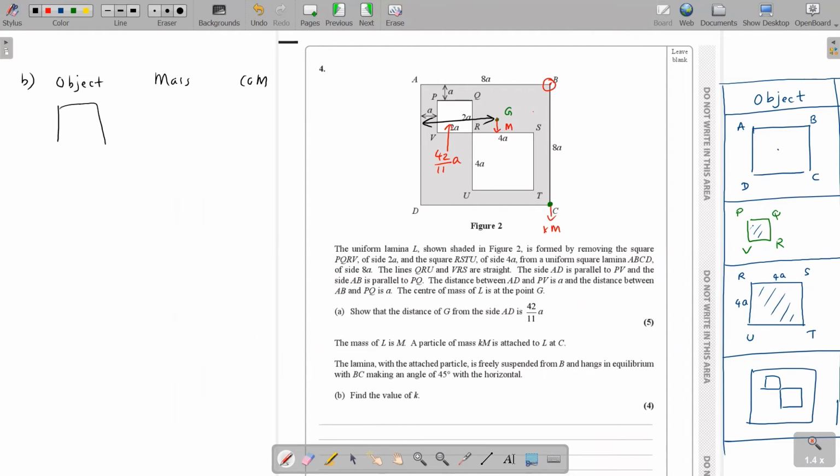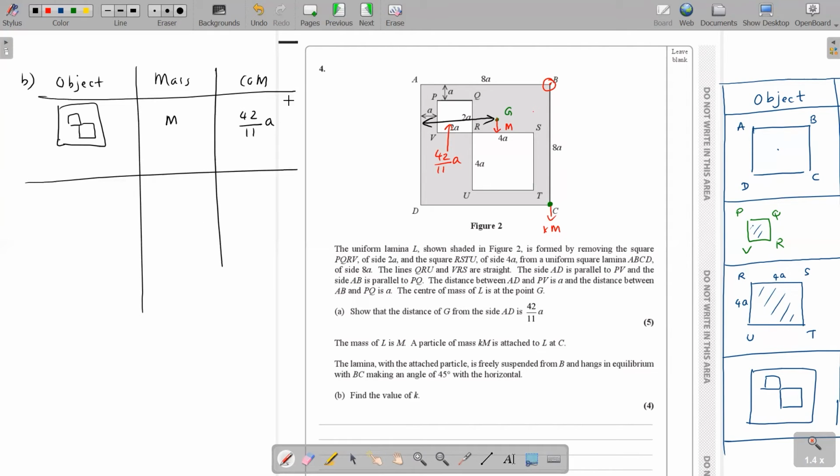And the first object is this. So what was the mass? Now we are not going to use areas because mass is given to us in terms of M. So mass is capital M. Center of mass x coordinate was found as 42 over 11a. Do you agree? I'm not using the y coordinate. Let's just go with the x coordinate for now.